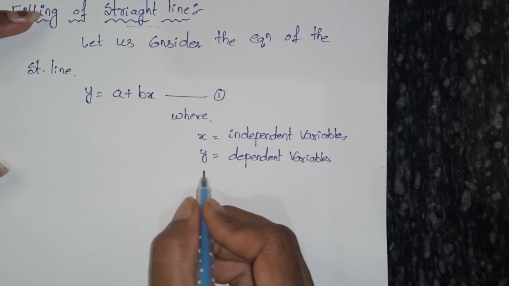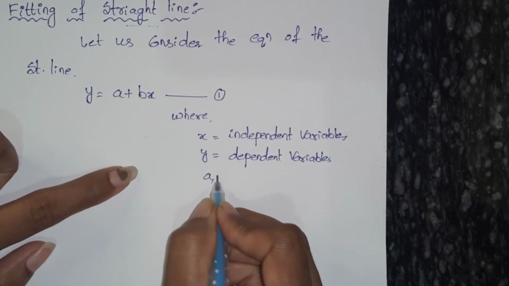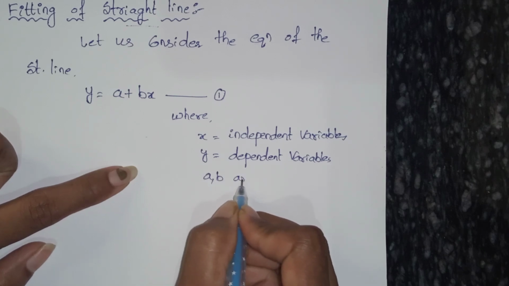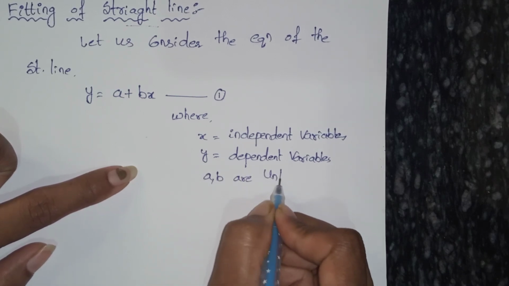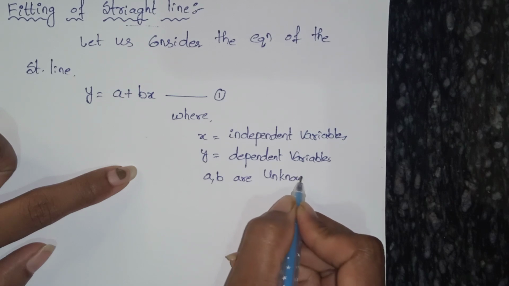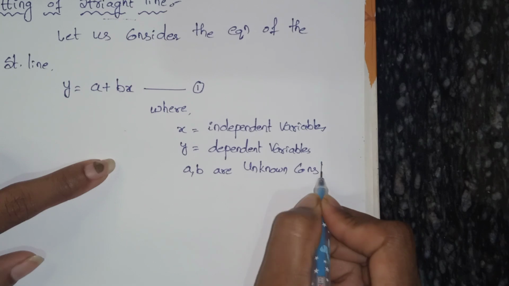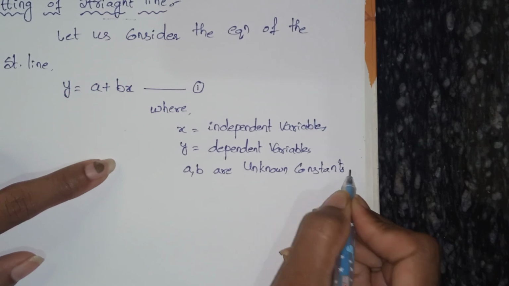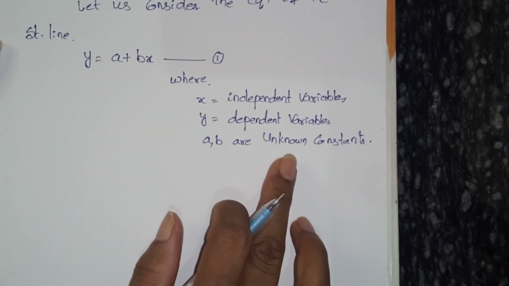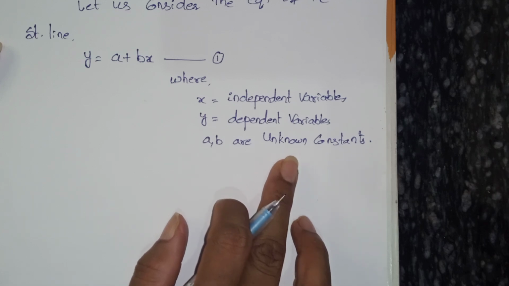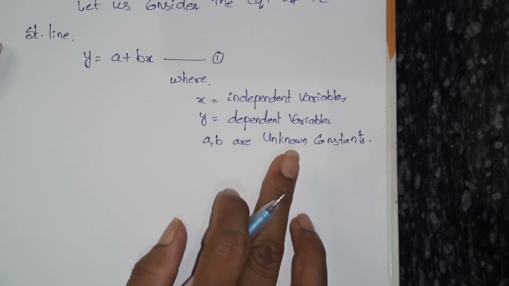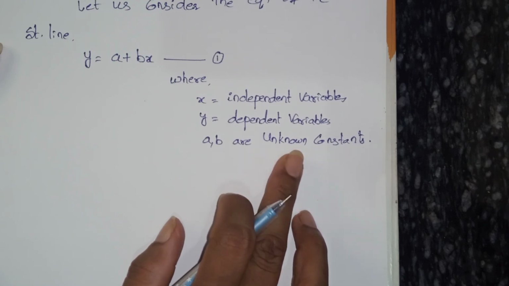Okay, next, here a, b are unknown constants. Unknown means we don't know them, we have to find those values. So in order to find out these unknown constants, we have one method, that is nothing but the principle of least squares. By using the principle of least squares method, we can estimate the unknown constants.